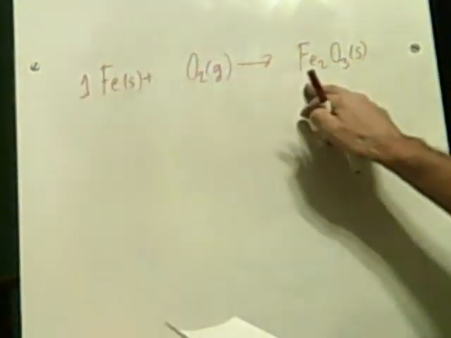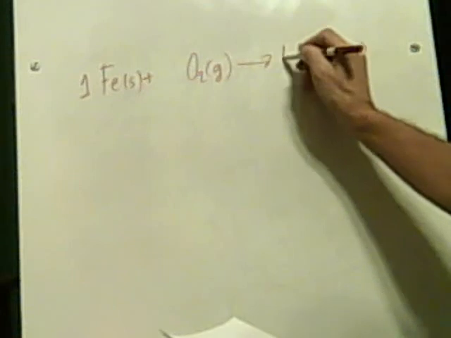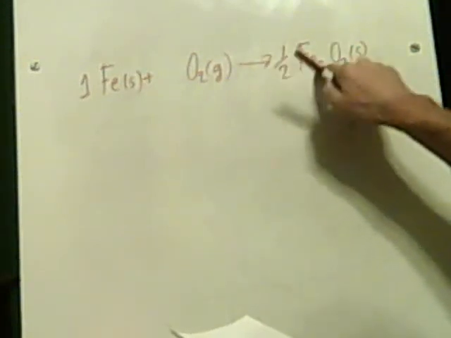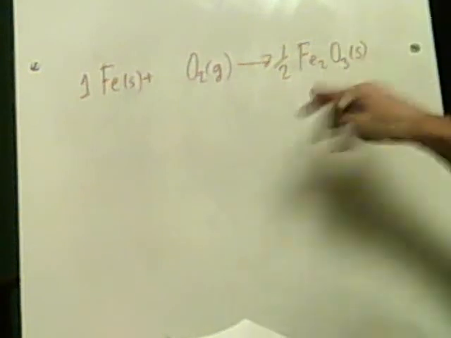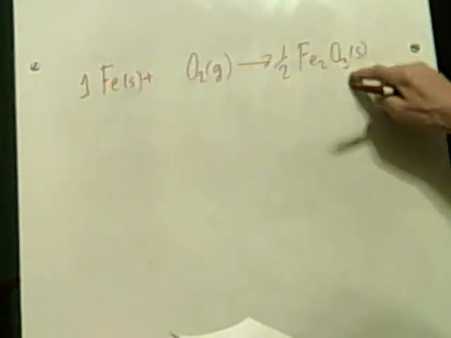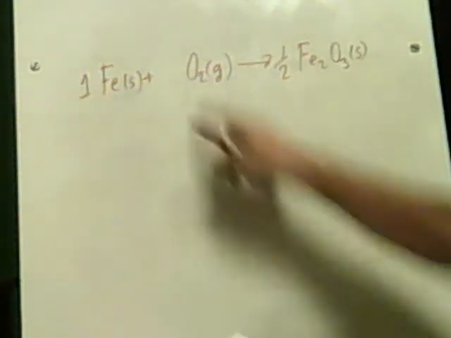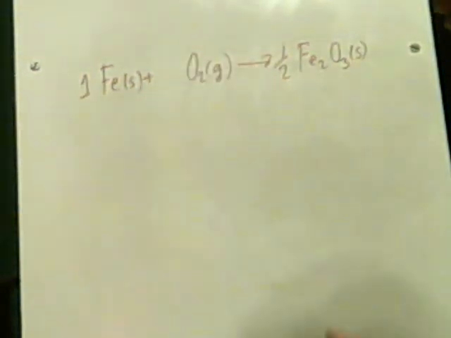Now here there was a 2. I could have started this with the 1, but in this case I'll just keep going and I'll start with a half. I'll put a half there because that's going to balance the iron. Okay. Now if we look at the number of oxygens that I have here, you'll see I have 3 halves here. Now this I have O2.